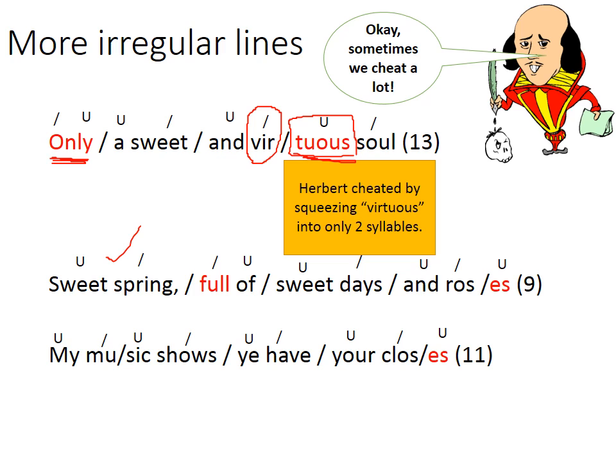Full of. If I'm looking at both single-syllable words, how do I know full should be emphasized? Well, of is a preposition, it's not really important. Full is the stronger word. So if I read that "full of," that just sounds kind of weird. So full is meant to be stressed. Sweet days, that kind of works. And rose, and then there's just an extra syllable at the end. Same thing with the last line, there's an extra syllable at the end.